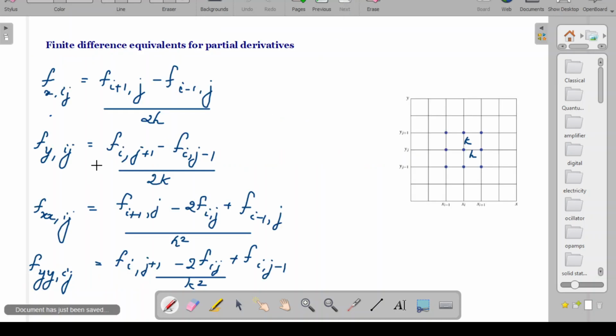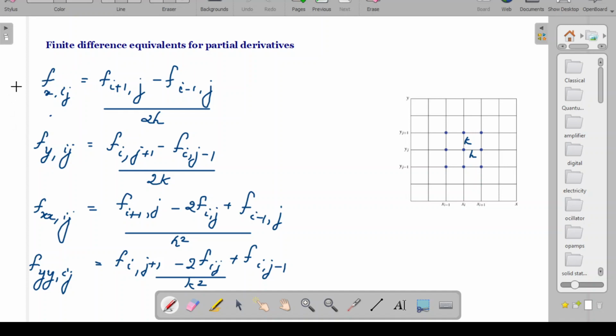So we can just go through the various finite difference equivalents for the partial derivatives. Here fx is shown as the first order derivative of f with respect to x. So fx at ij: you know that in the finite difference method the space is divided into equivalent grids, and such a gridding is shown here. You can consider this middle point as the ijth point, written as xi and yj. So the function f at the point i, j is this point. Then i minus 1, j is this point, i plus 1, j is this point. Similarly, i, j plus 1 is this point, and the function value at i, j minus 1 is at this point.